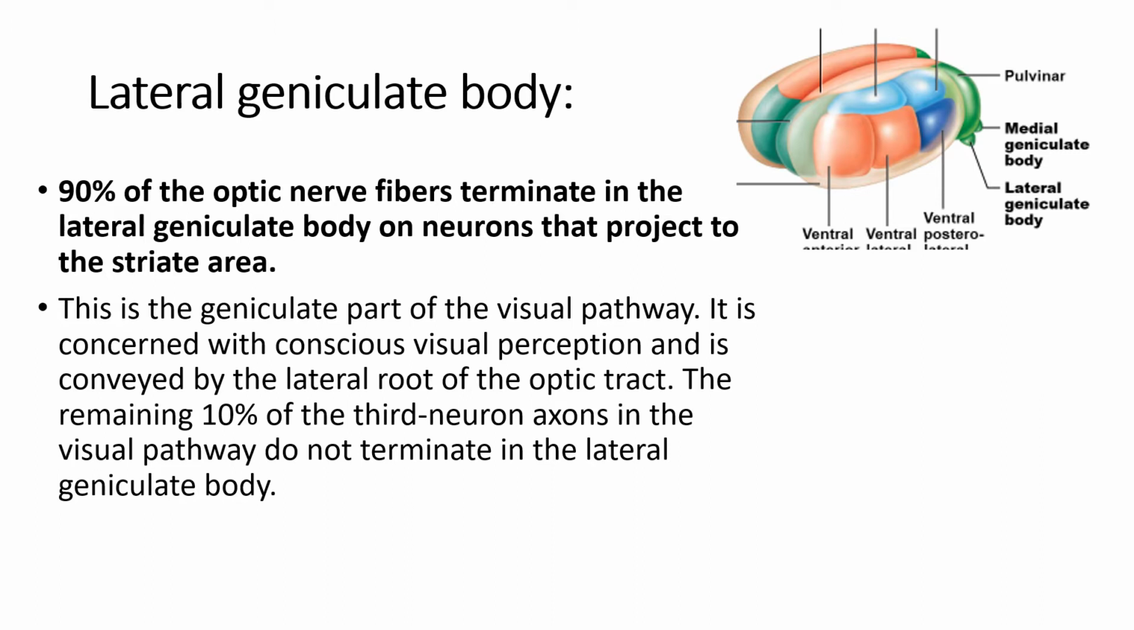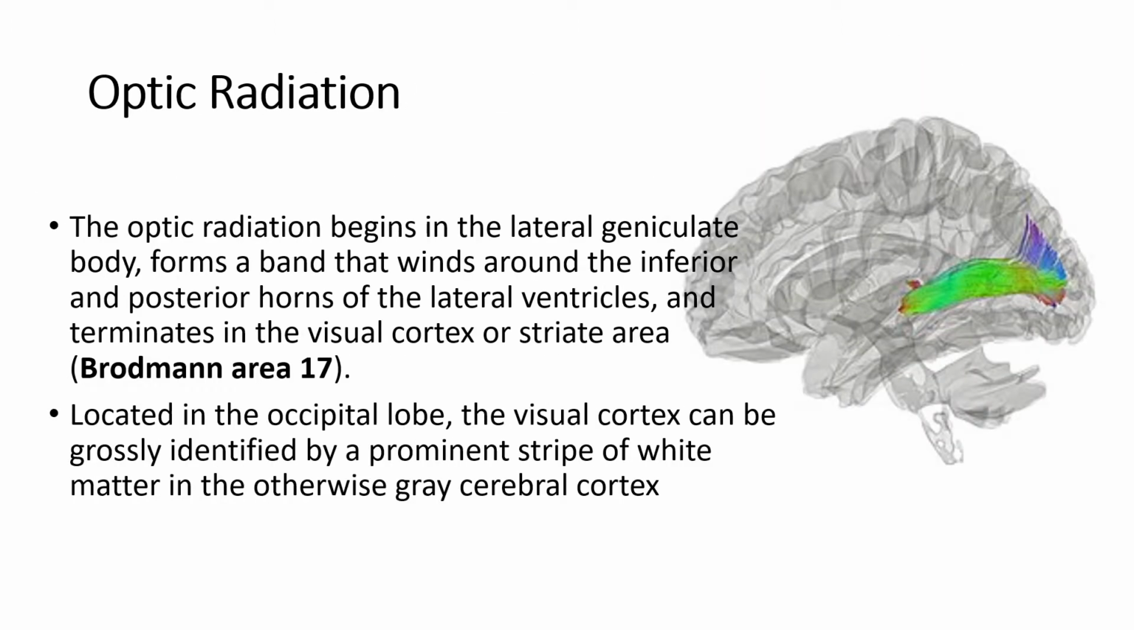The remaining 10% of the third order axons in the visual pathway do not terminate in the lateral geniculate body. The optic radiation begins in the lateral geniculate body of the thalamus, forms a band that winds around the inferior and posterior horns of the lateral ventricles, and then terminates on the visual cortex, or the striate area, or what we're going to call Brodmann's area 17 after we get into all of the different Brodmann's numbers. It's located in the occipital lobe.